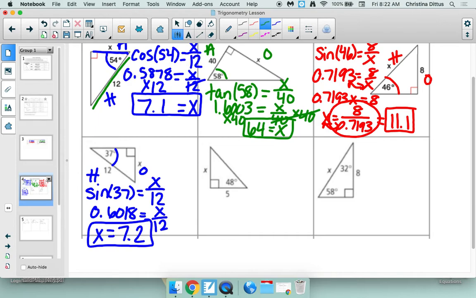Middle one, what angle am I looking at? 48. How does x relate to 48? Opposite. How does 5 relate? Adjacent. What am I looking at? The tan. So my tangent of what angle? 48 equals what over what? X over 5. TOA. X over 5.